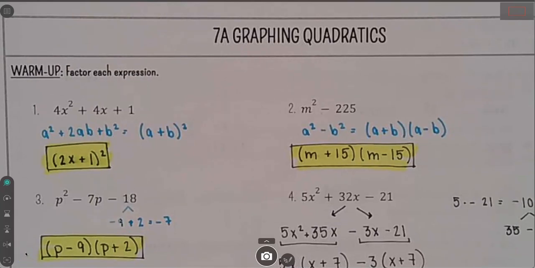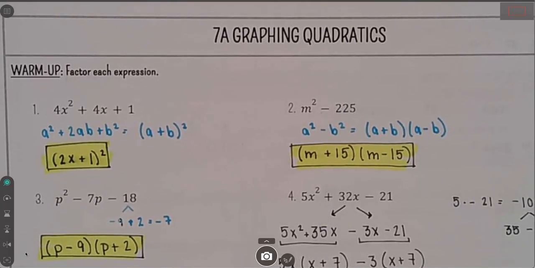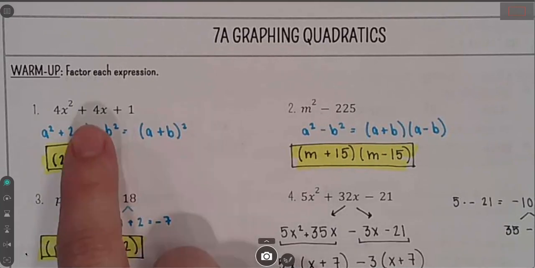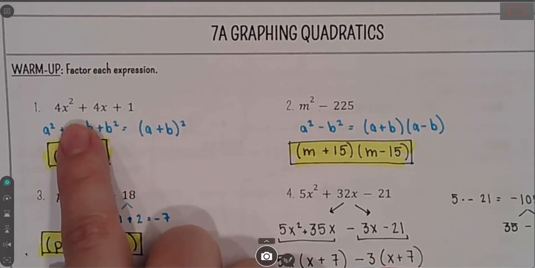Hi everyone, this video covers the 7A notes, graph and quadratics. I'm just going to go over the warm-up briefly. So this is just a review of what we learned in the last unit.